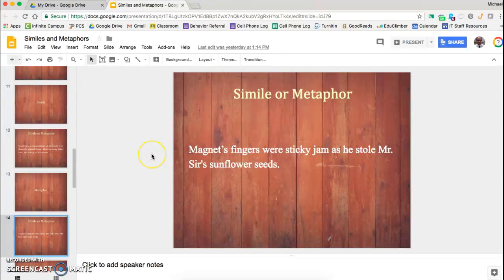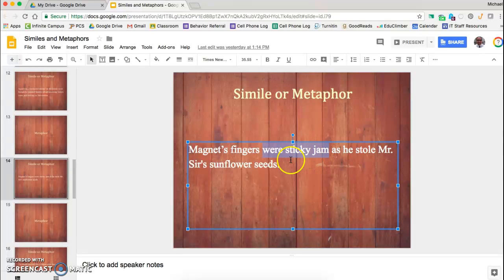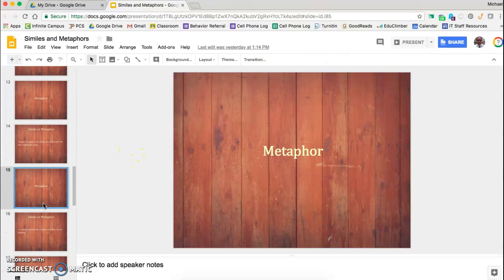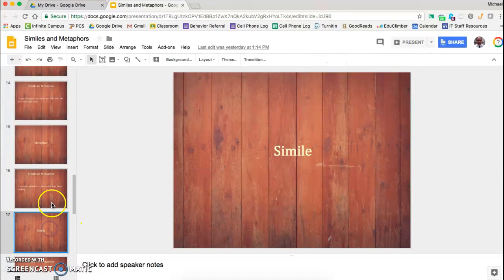Magnet's fingers were sticky jam as he stole Mr. Sir's sunflower seeds. Okay. Once again, it's saying his fingers were sticky jam, not like they had sticky jam on them or anything like that. He's saying that they were sticky jam. So this is a metaphor. Just a couple more. Caveman smelled like a skunk after days of not bathing. Okay, he smelled like a skunk. It's using that word "like" to make the comparison. So this would be a simile.